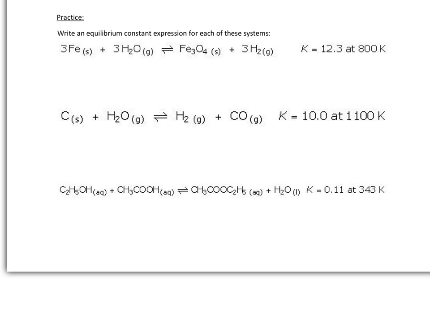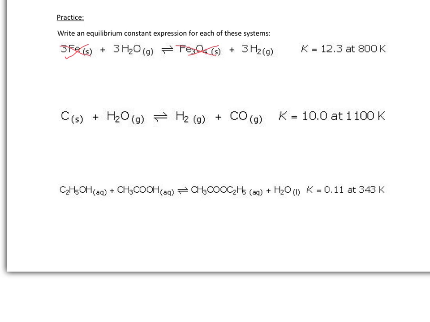Given the rules that we've learned until now, we're now going to practice writing out an equilibrium constant expression for these three systems that are at equilibrium. The first thing that you should do when looking at an equilibrium is to skim the equilibrium for liquids or solids. Remember that liquids and solids are not included in the expression, so I'm going to put an X through those so we'll remember not to use them.